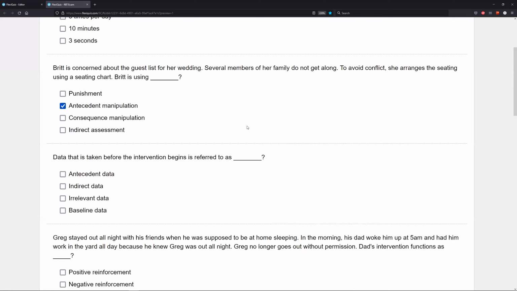She is manipulating the antecedents, okay? She's manipulating what happens before the behavior can occur. She's manipulating the environment, right? The setup of the seating chart, everything before this behavior is occurring, all these preventative measures, okay, to ensure that no issues arise. Anything that happens after the behaviors are going to be consequences, okay? And punishment's a type of consequence, obviously. So obviously those two were wrong. Our best answer here is B, antecedent manipulation.